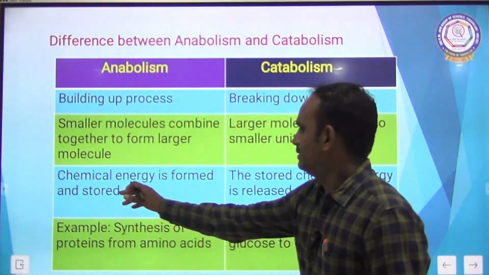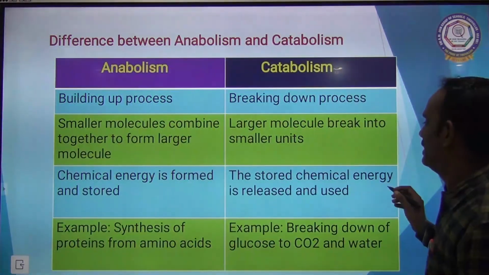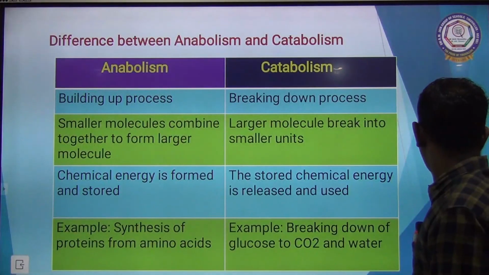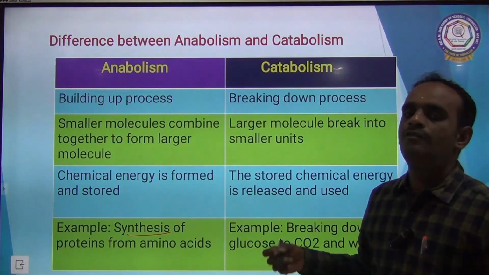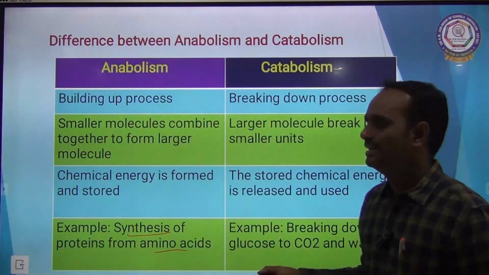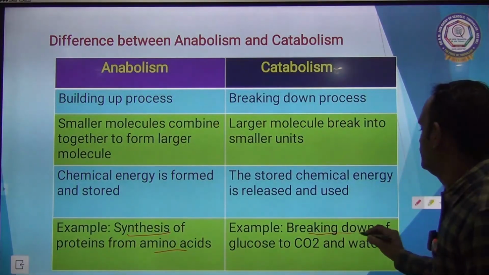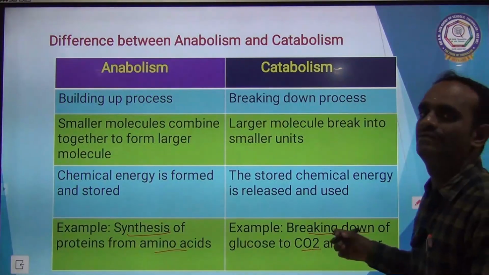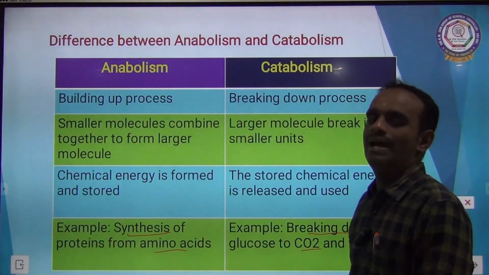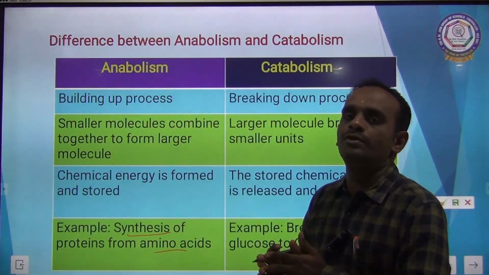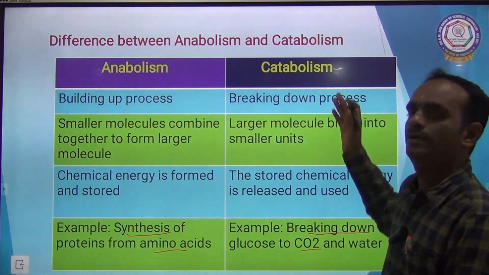So see here, chemical energy is formed in anabolism and stored. The stored chemical energy is released and used in catabolism. Example of anabolism: synthesis of protein, formation of protein from amino acids. In case of catabolism, breaking down of glucose into carbon dioxide and water. Here they gave some different examples. I said the breakdown of glucose into pyruvic acid, that is glycolysis, is also one of the examples for catabolism. Clear, children?